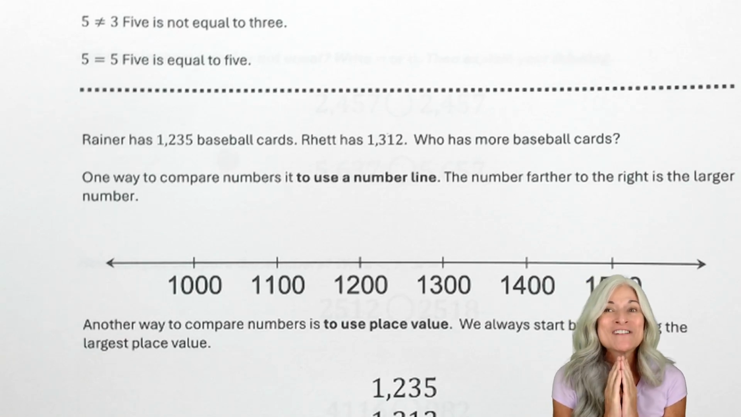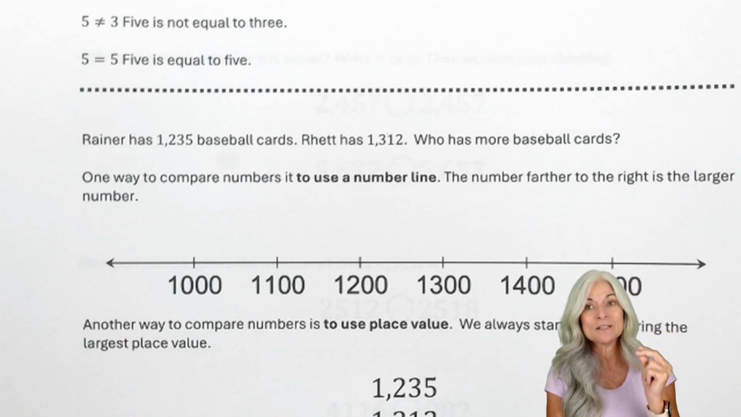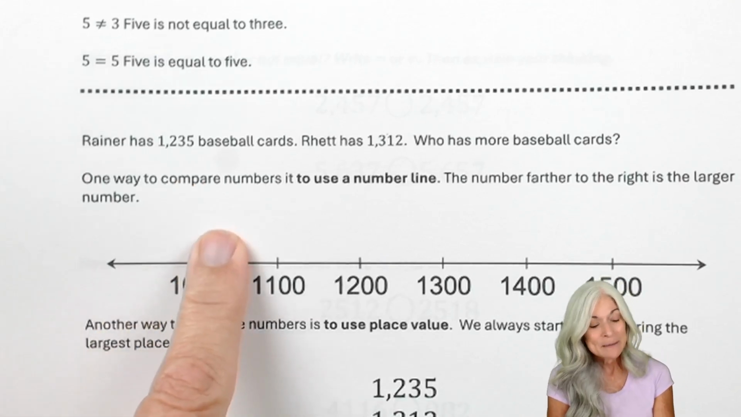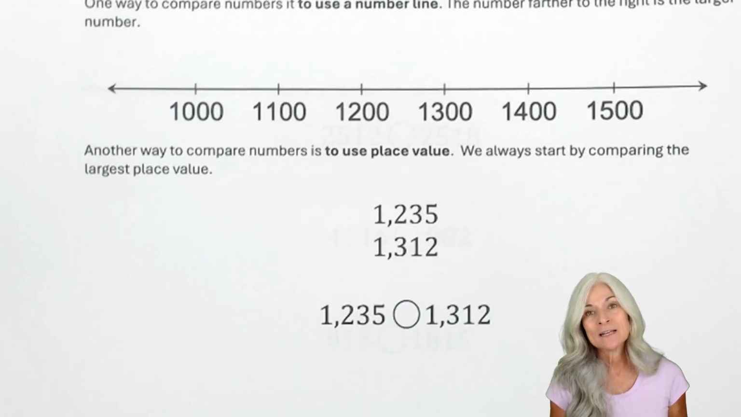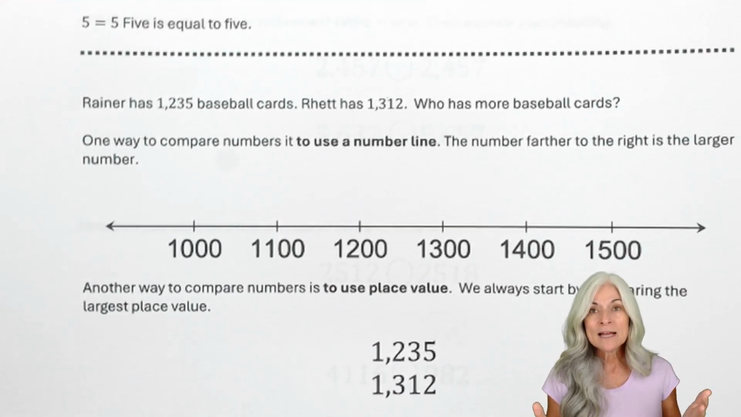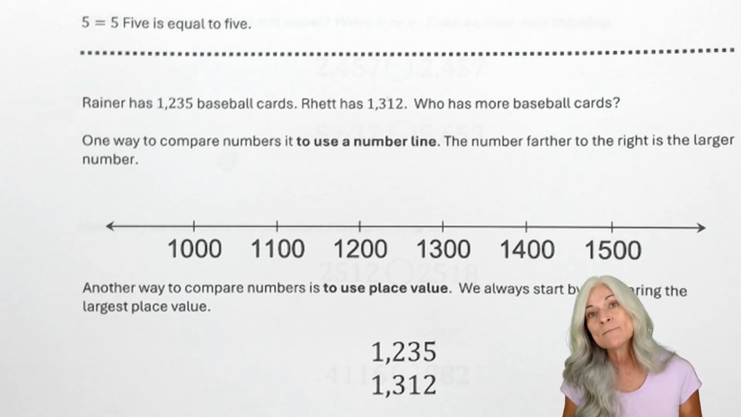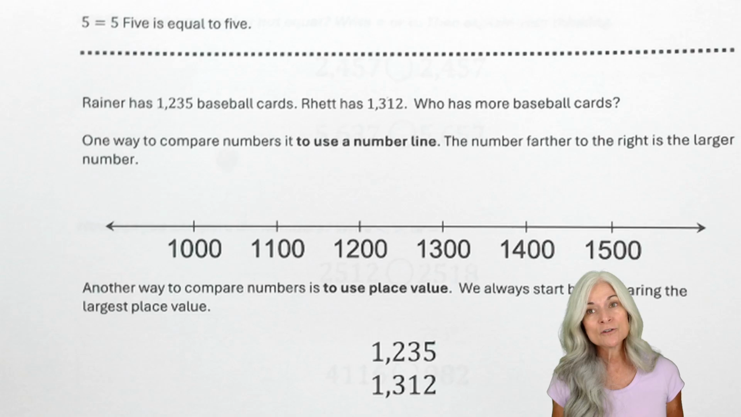Okay, now there are two ways that we can compare numbers that students will work on in this lesson. One way is using a number line. That's not likely the way that you learned how to compare numbers. You more likely learned how to compare using place value. Now, number lines are so important for students to work with, okay, because they can compare numbers on a number line because the one that is farther to the right is the larger number.